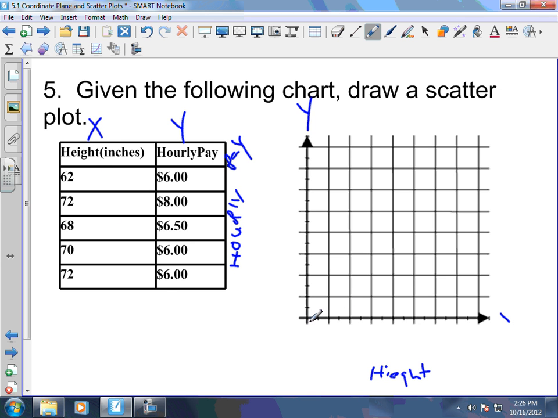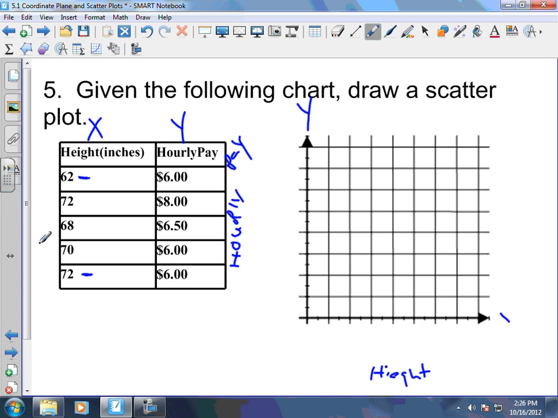I'm not going to start at 1 and go 1, 2, 3, 4, 5, because I'm going to run out of room. I have to have 62 as my smallest, 72 is my largest. So I have to have numbers that include 62 to 72. Now, here is what you don't do. You don't go 62, 72, 68, 70, 72. That is not correct. They have to be in numeric order.